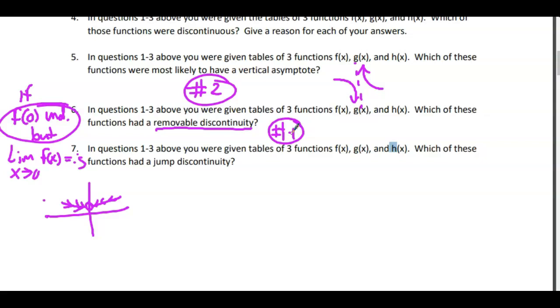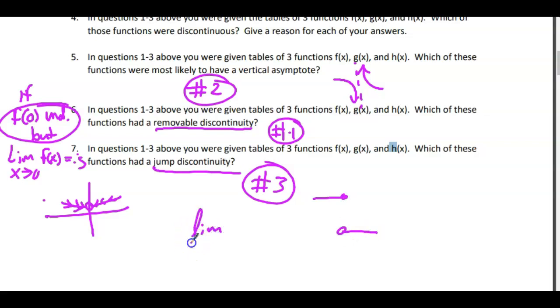Number 7, in questions 1 through 3 above, you're given tables of functions f, g, and h. Which of these functions had a jump discontinuity? That would have been number 3. You could tell because those are the ones that look like this, right? But how can you tell from the table?